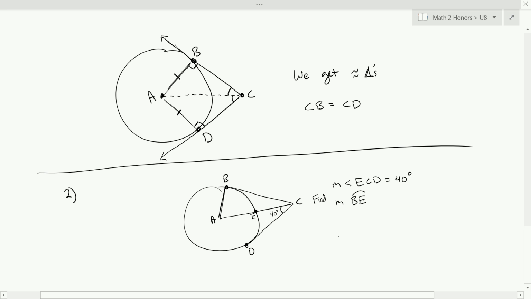We're dealing with tangent lines. I didn't write that, but we got A is the center of the circle. BC is tangent to the circle at point B, and CD is also tangent to the circle at point D. We're going to assume all that in this picture.